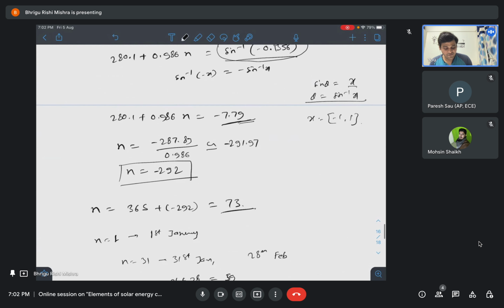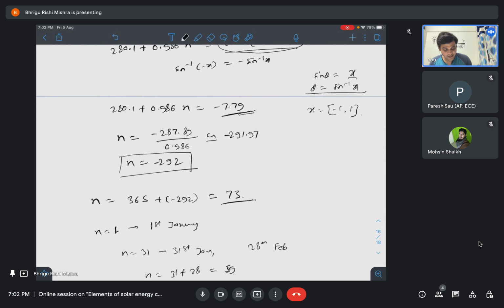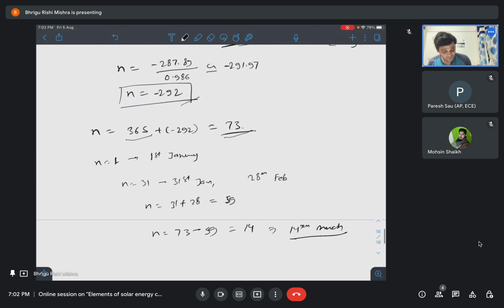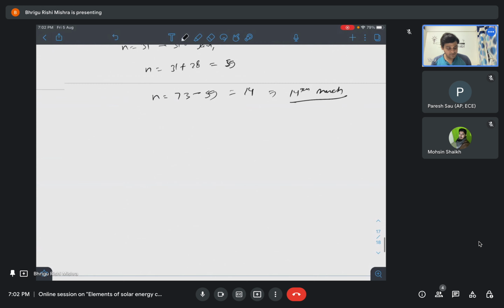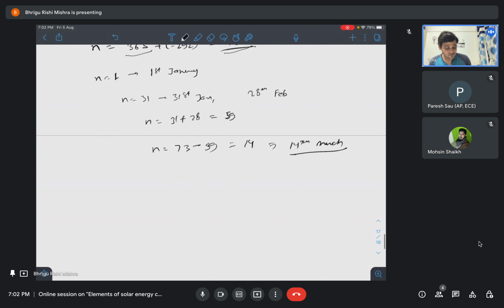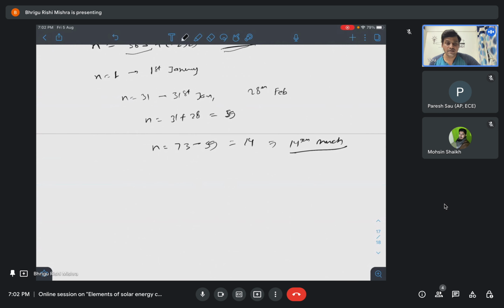In this way you can calculate n, or the number of the day. But please remember, if you are getting n negative, no need to worry about it. You can simply add 365 to get the actual number of day. Okay, that's it from my side. If you have any question, please ask.